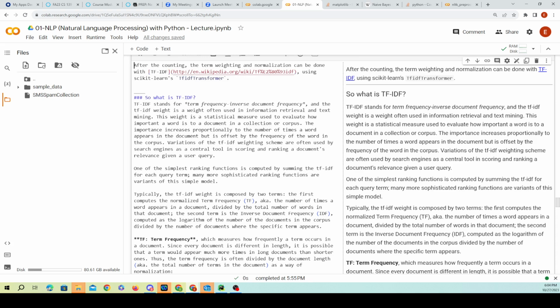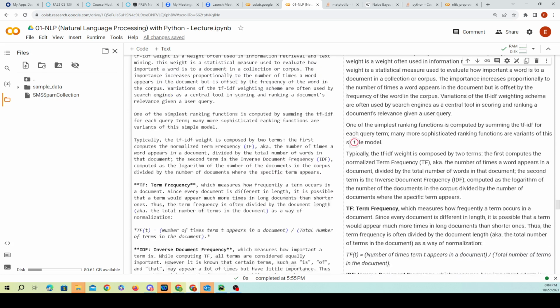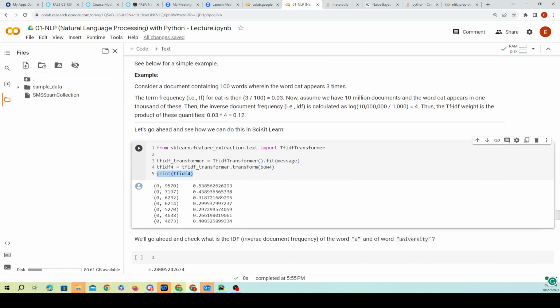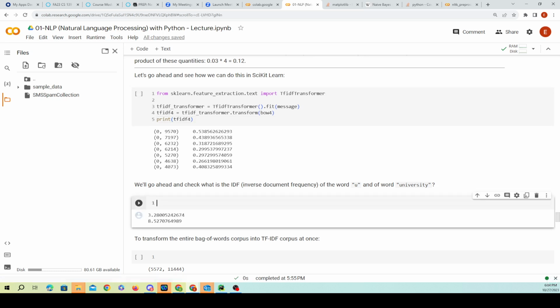So anyways, this is calculating the term frequency inverse document frequency, which is the weight value of that word to the entire document. And what we want to do here is print. We'll go ahead and check what is the inverse document frequency of the word "u" and the word university. So if we do a print, we're going to print that value.